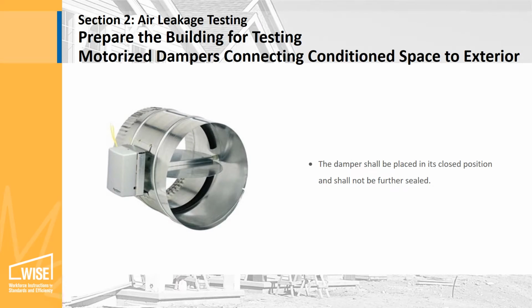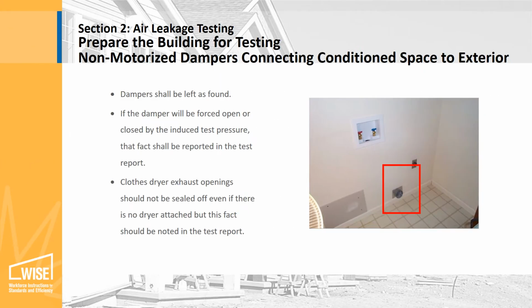Motorized dampers that connect the conditioned space to the exterior shall be placed in the closed position and shall not be further sealed. Non-motorized dampers that connect the conditioned space to the exterior shall be left as found. If the damper will be forced open or closed by the induced test pressure, that fact shall be reported in the test report. Clothes dryer exhaust openings should not be sealed off even if there is no dryer attached, but this fact should be noted in the test report.